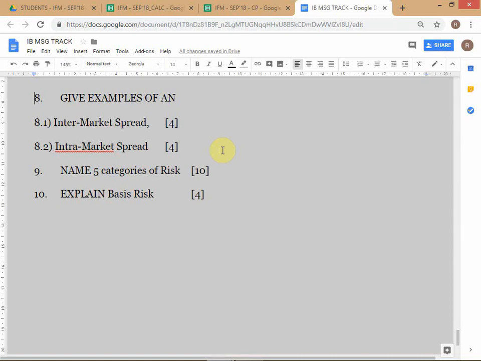So many of you were very sloppy in answering this question. Intermarket spread would be short. You could just take the example that we discussed in the class of an airline. You're short jet fuel and long crude oil. Okay, so that's an intermarket spread.